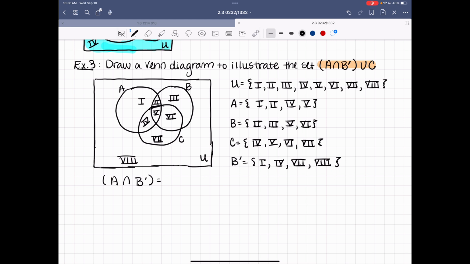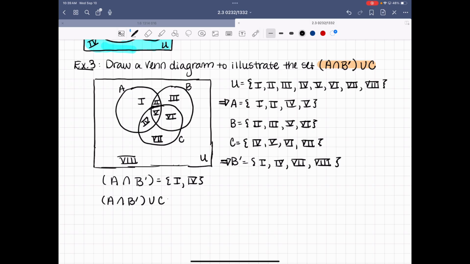That's B complement. Can you tell me the intersection between A and B complement? What is that? Look at B complement. Look at A. What do we got? A 1? 1. Because remember, intersection is they're both there. 1 and 4. Are y'all good with that? 1 and 4.